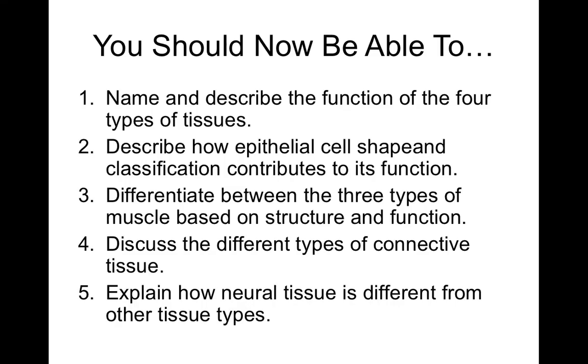Now, that's the end of the first part of our tissues. By now, you should be able to name and describe the function of the four types of tissues, describe how epithelial shape and classification contribute to its function, differentiate between the three types of muscle based again on structure and function. Do you see a theme here? Discuss the different types of connective tissue, and explain how neural tissue is different from other tissue types.